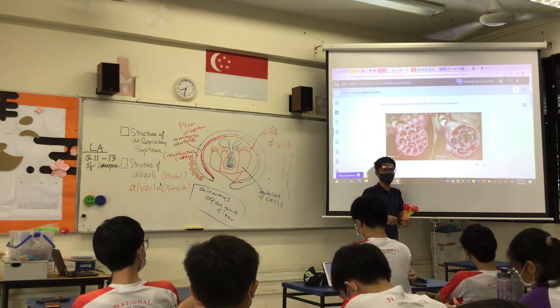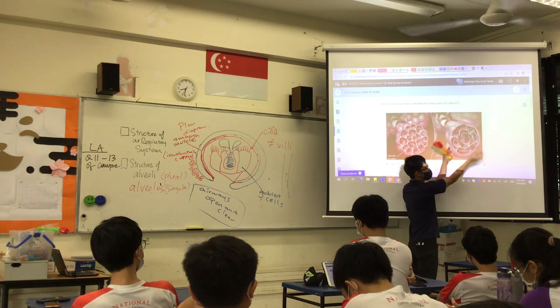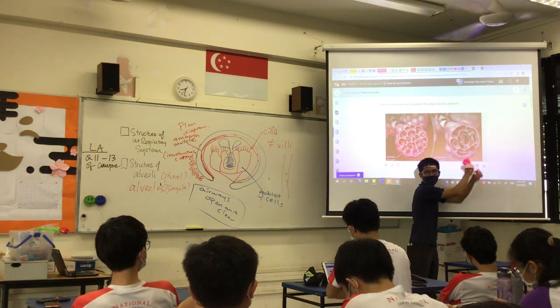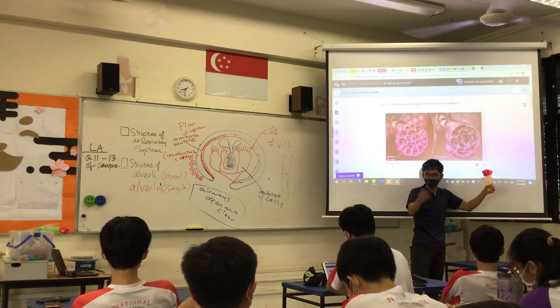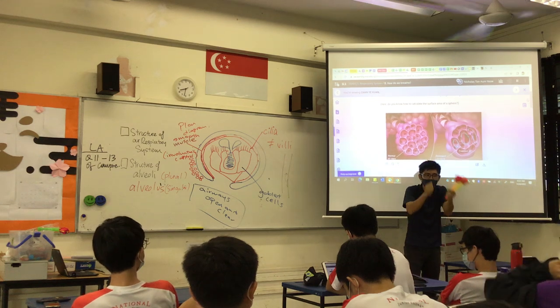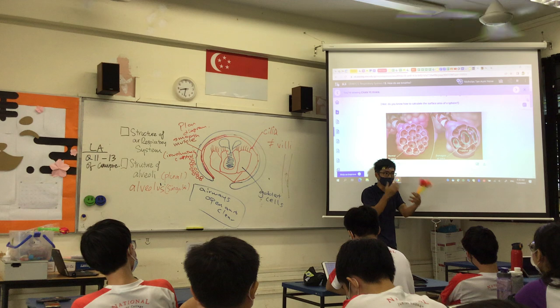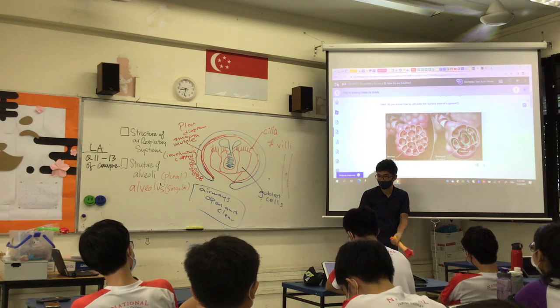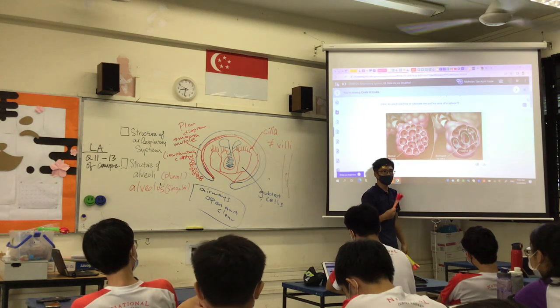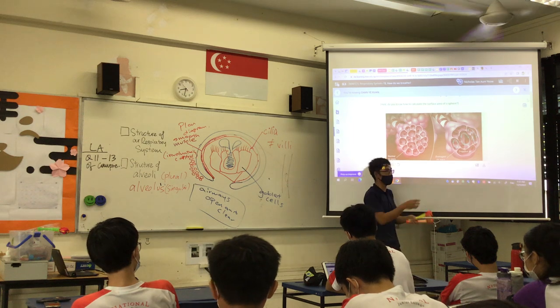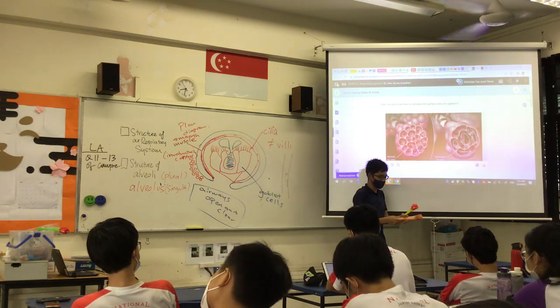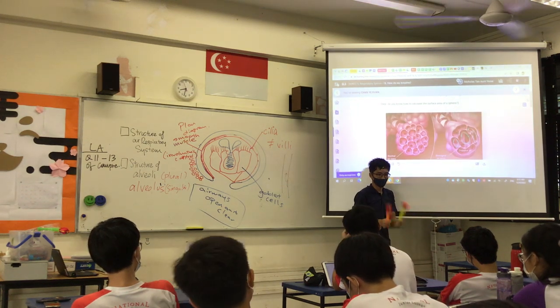Imagine with each cough, you snap one of the partitionings. Again, some more partitioning breaks. So don't cough too hard. With every partitioning you break, you make the air sac's surface area decrease, decrease, decrease. It makes it much harder for the gases to exchange in this area over here.